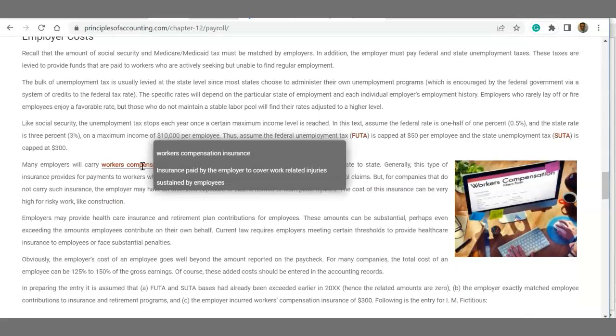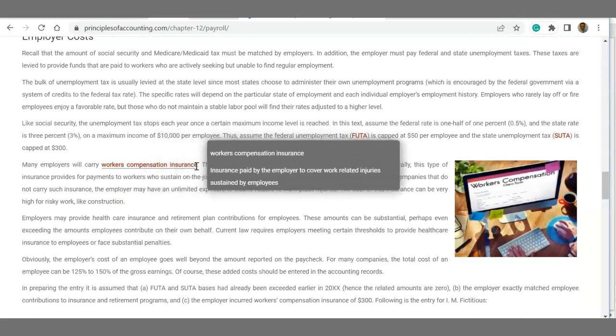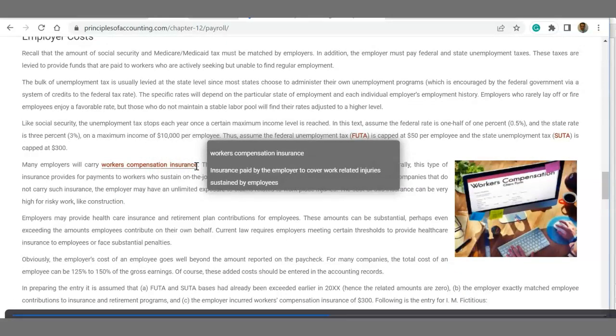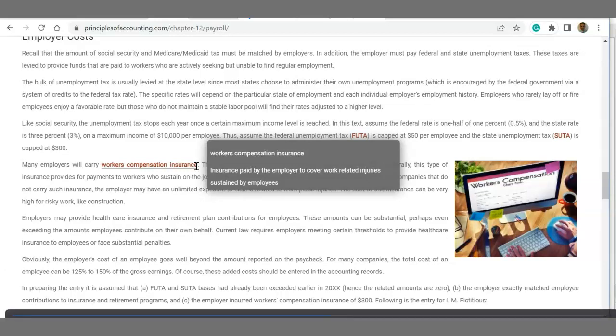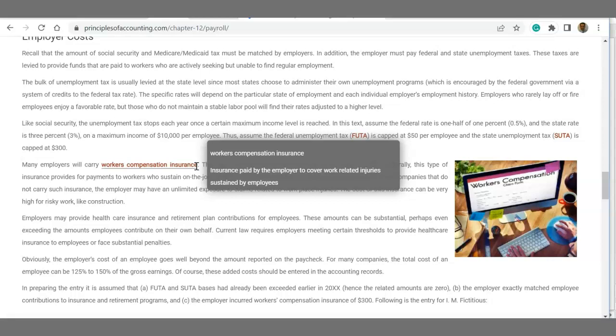Also, there is workers' compensation insurance that the employer is 100% responsible to buy. It's an insurance paid by the employer to cover work-related injuries sustained by employees, which is very expensive insurance, very costly for employers.